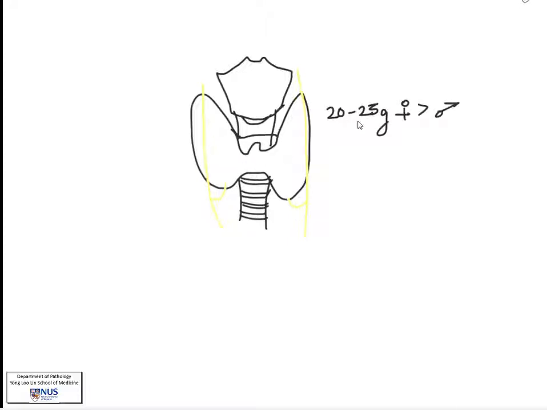Now, the normal thyroid weighs about 20 to 25 grams. It's a little bit heavier in women compared to men. And enlargement of the thyroid can sometimes compress upon the trachea and give rise to difficulty breathing, stridor, or also even swallowing sometimes by pressing on the esophagus posteriorly.